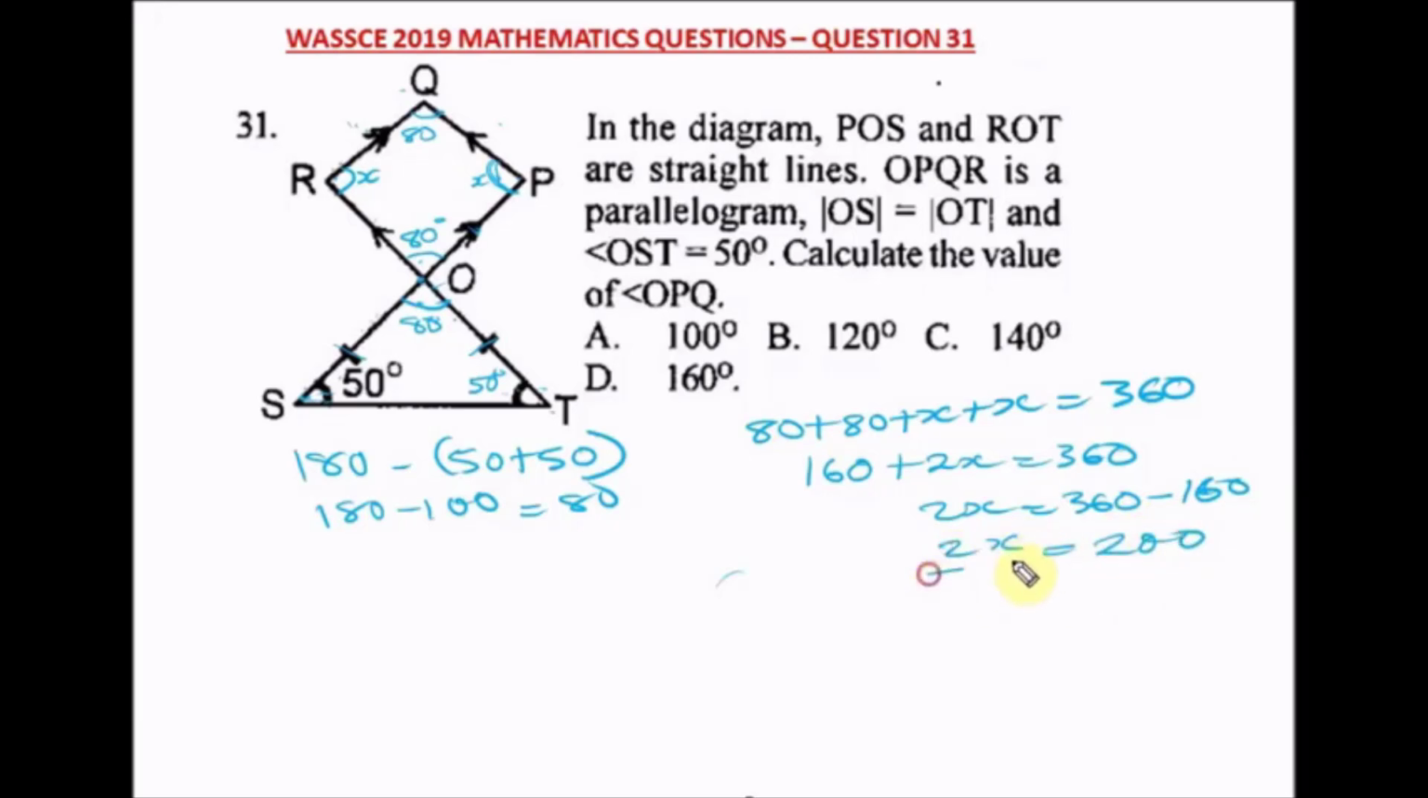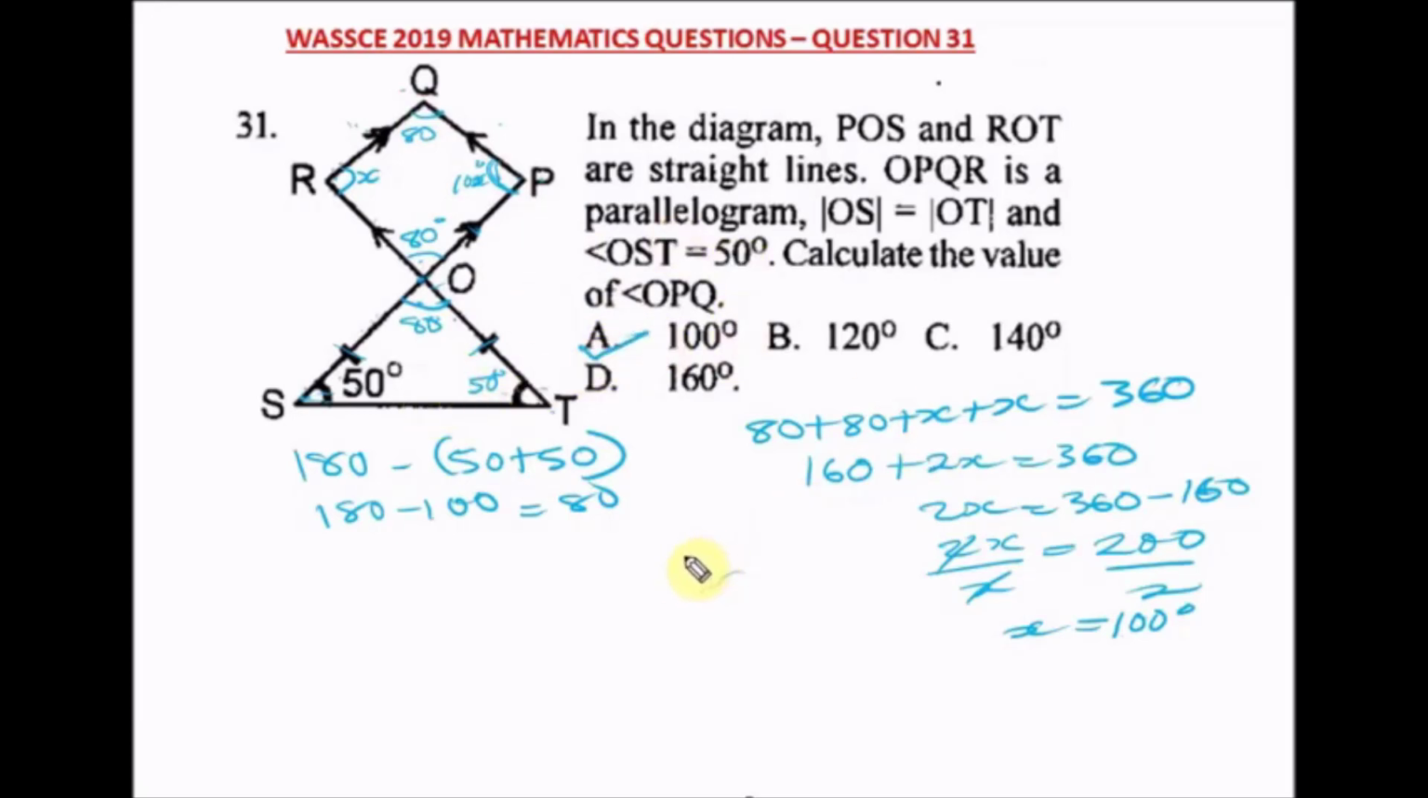And we have 2x. To get our x, we divide both sides by 2. How many times will 2 go into 200? 100 times. So our value for x is 100 degrees. So this angle here is 100 degrees, and this one also is 100 degrees. So we've gotten our value for angle OPQ, which is 100 degrees, and our right option here is option A.